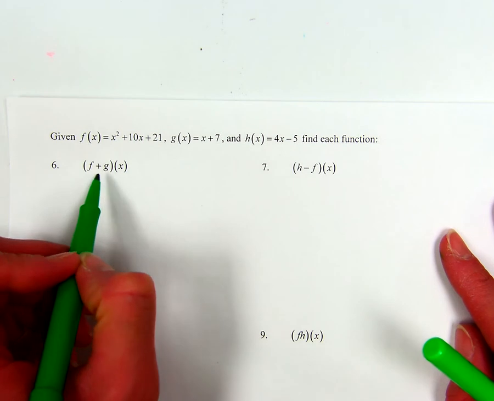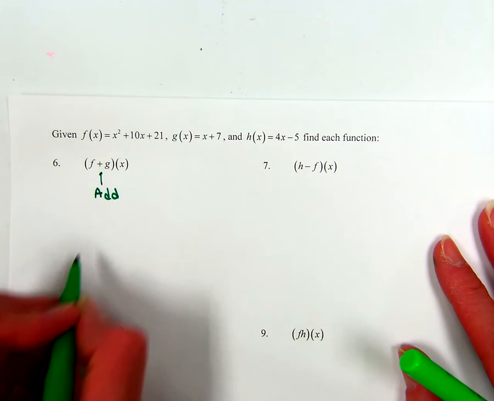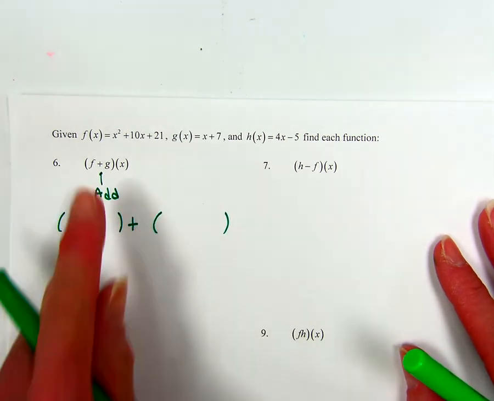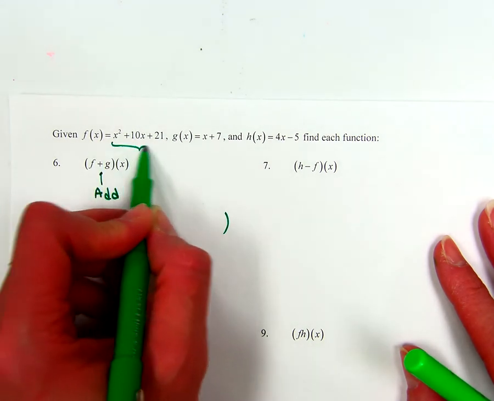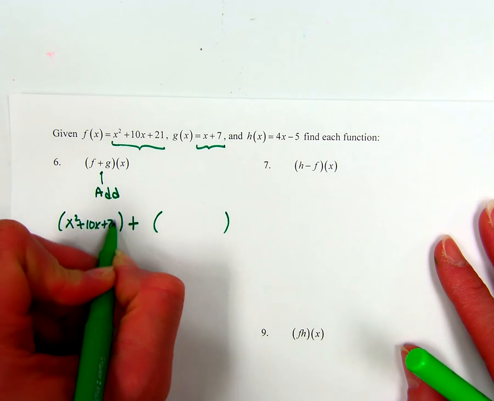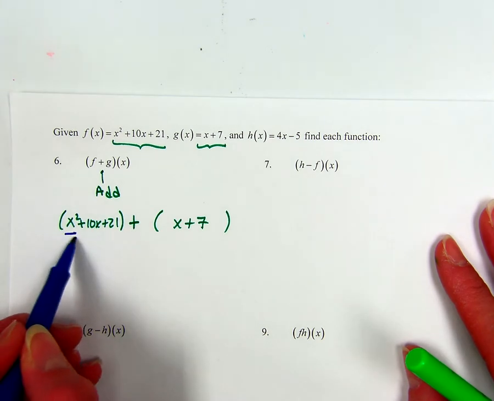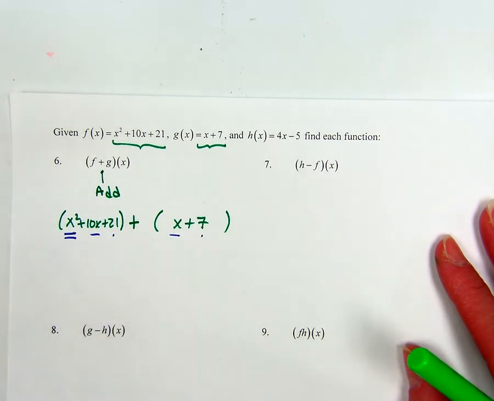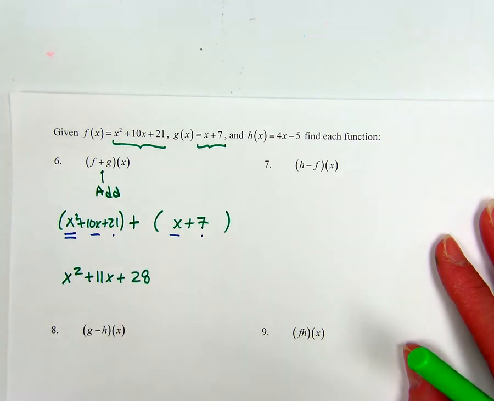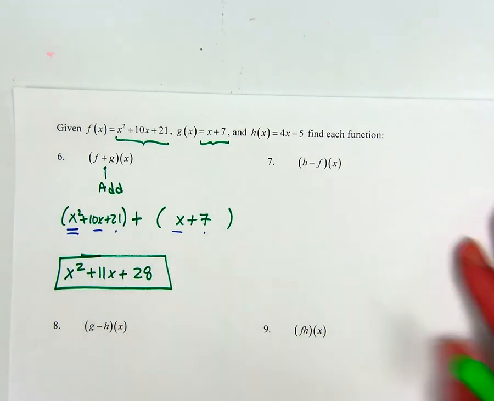All right, so this time what do they want us to do? They want us to add. Now pay attention, which 2 equations do they want you to add? Equation f, right? Which one's equation f? Plus which one's equation g? So when I look at equation f, you're only looking at that. Here's equation g. So x squared plus 10x plus 21 and x plus 7. If it's addition, I just look for my like terms. So we got x squareds, we have x's, and we have just numbers. So we have x squared plus 11x plus 28. Then they're in descending order, highest exponent to lowest, and we're all done.